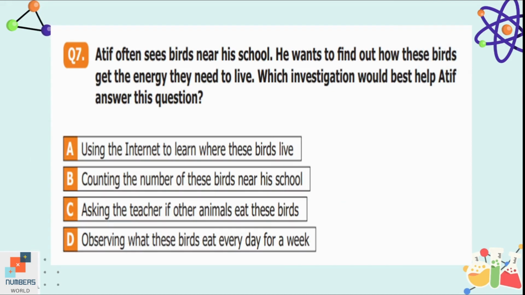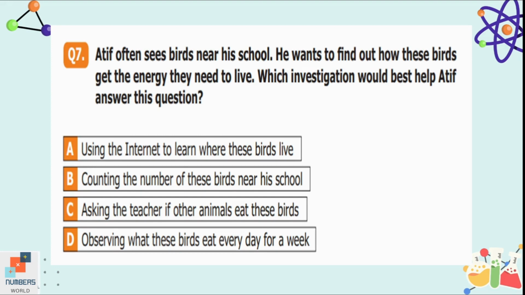Question number 7. Atif often sees birds near his school. He wants to find out how these birds get the energy they need to live. Which investigation would best help Atif answer this question? Option A is using the internet to learn where these birds live. Option B is counting the number of these birds near his school. Option C is asking the teacher if other animals eat these birds. And the last option is observing what these birds eat every day for a week.